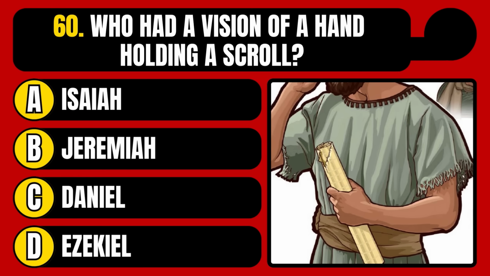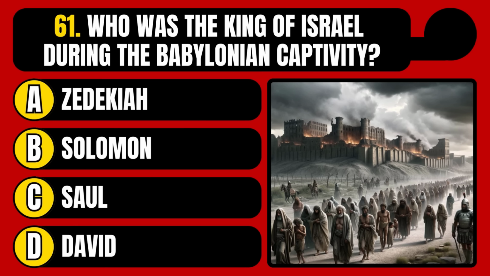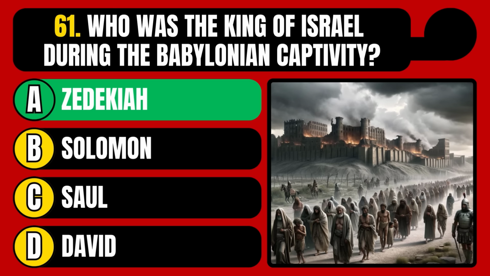Who had a vision of a hand holding a scroll? Isaiah, Jeremiah, Daniel, or Ezekiel? The correct answer is option D, Ezekiel. Who was the king of Israel during the Babylonian captivity? Zedekiah, Solomon, Saul, or David? The correct answer is option A, Zedekiah.